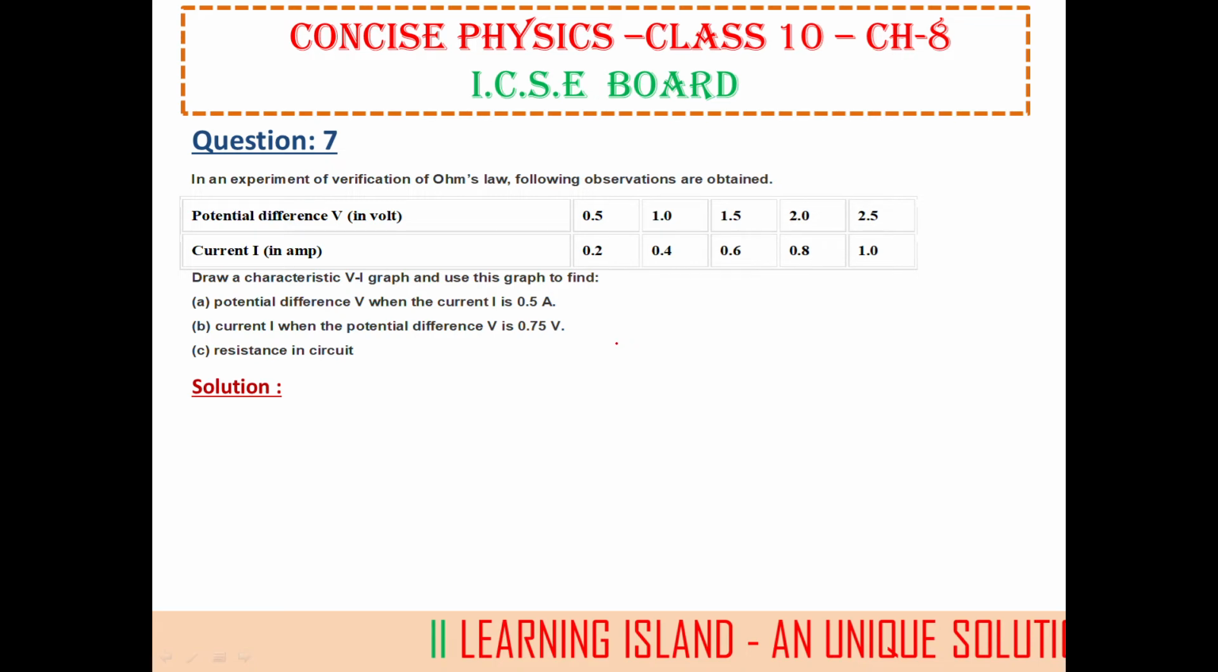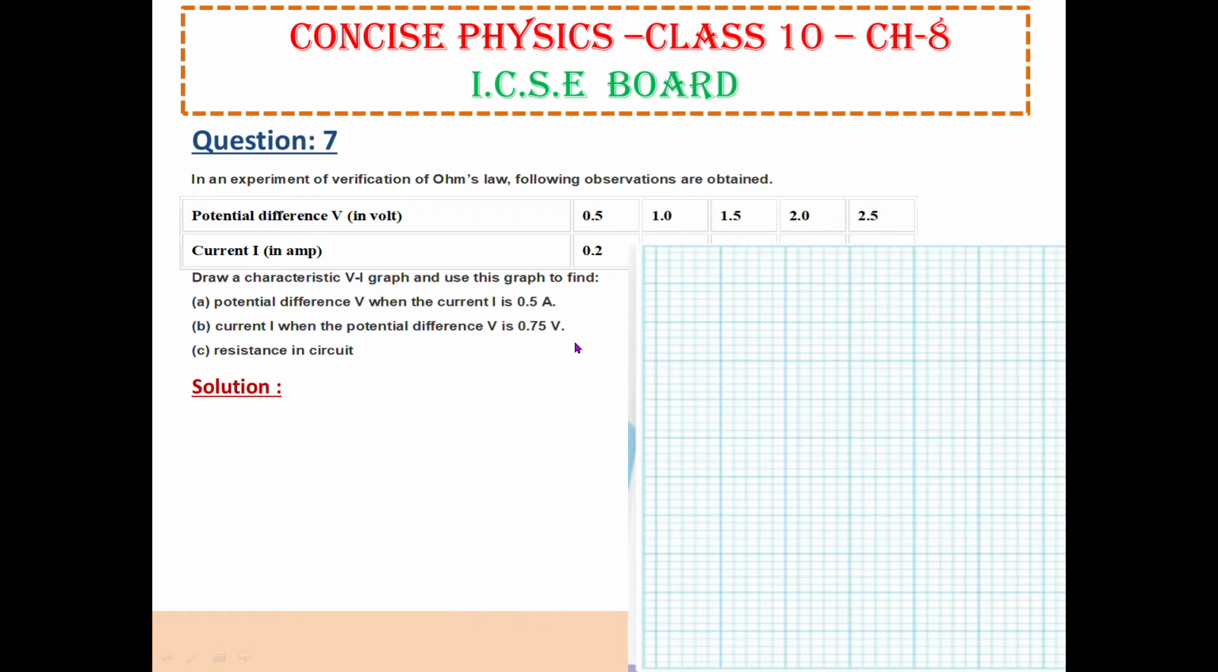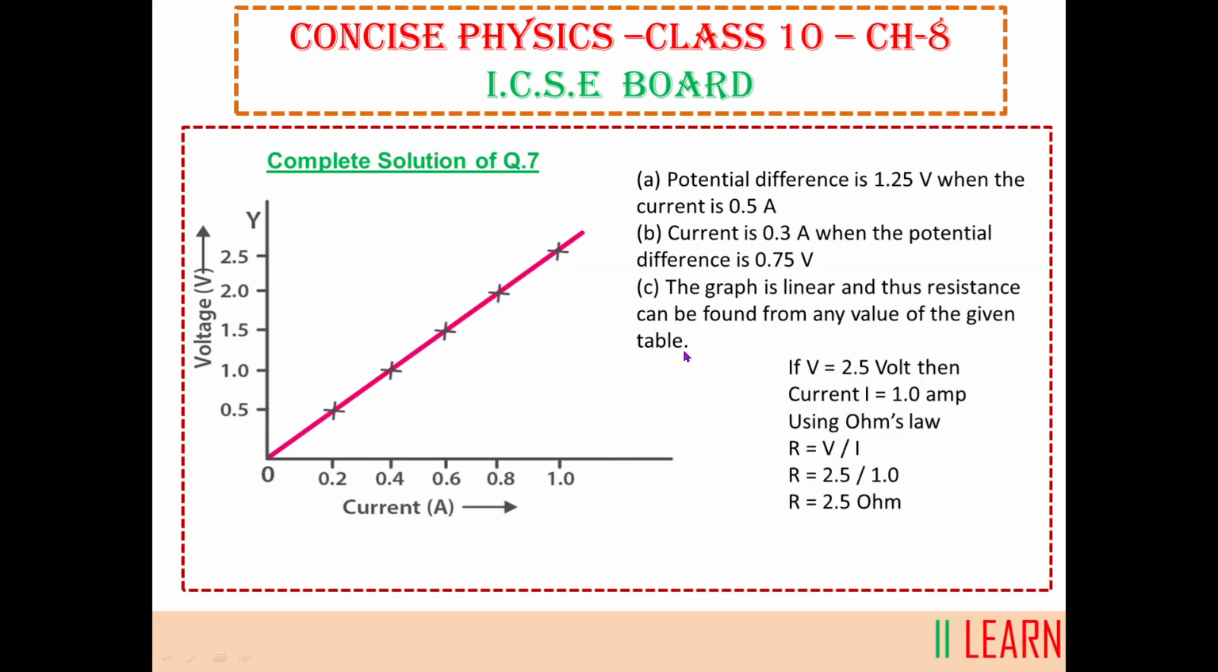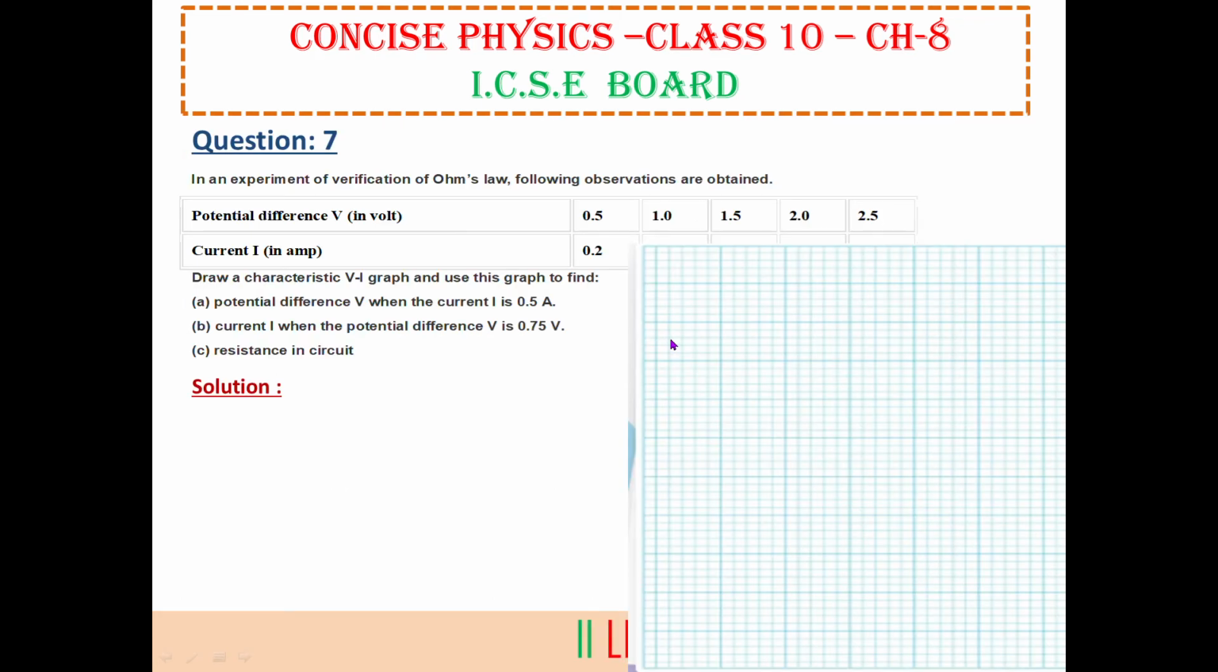Here it is mentioned V-I graph. V-I means V is given on the left side and I on the right side. So V will be in the vertical direction on the graph paper and I will be in the horizontal direction. So let us draw the graph first. I am going to draw the graph here like this.